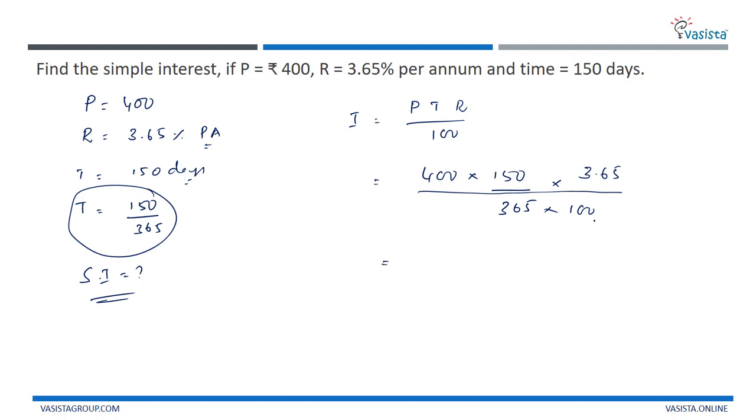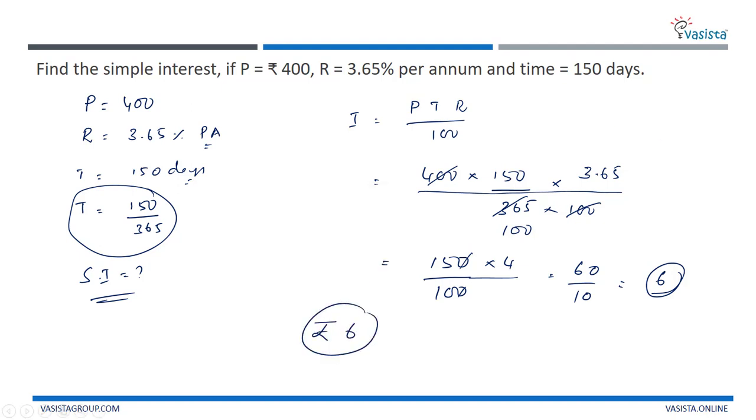Now simplify it here. These two zeros I'll cancel. 365 and 3.65 here, which is nothing but 100. So now we got 150 divided by 100, that into 4. This zero I'll cancel. Now 15 fours are 60 by 10, which is going to be 6 rupees. The interest we are going to get is rupees 6. That is the answer.